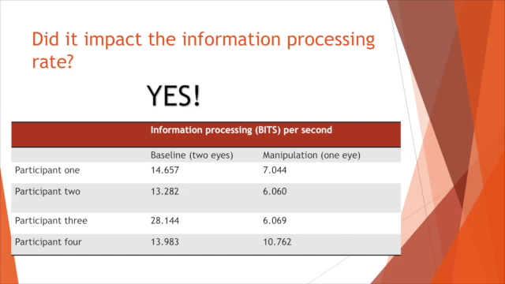For participant 4, there was a slight difference in information processing rate. However, overall the information processing rate was very similar, thus suggesting that the manipulation of completing the task with one eye did not have an impact on the amount of bits of information that can be processed. This may be due to individuals of the participant and/or other confounding factors.